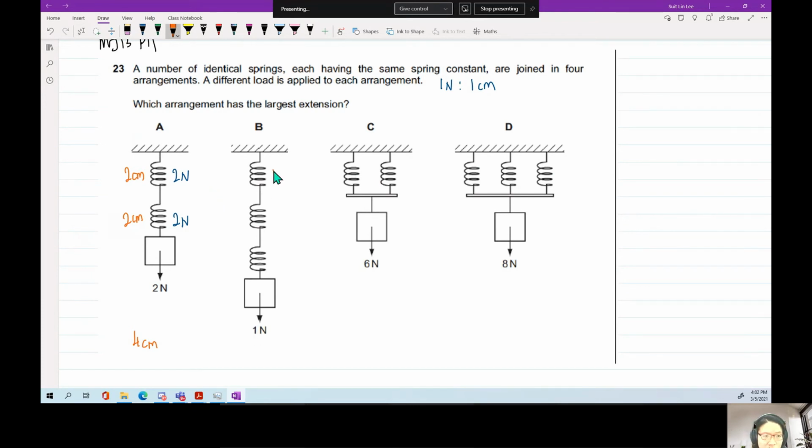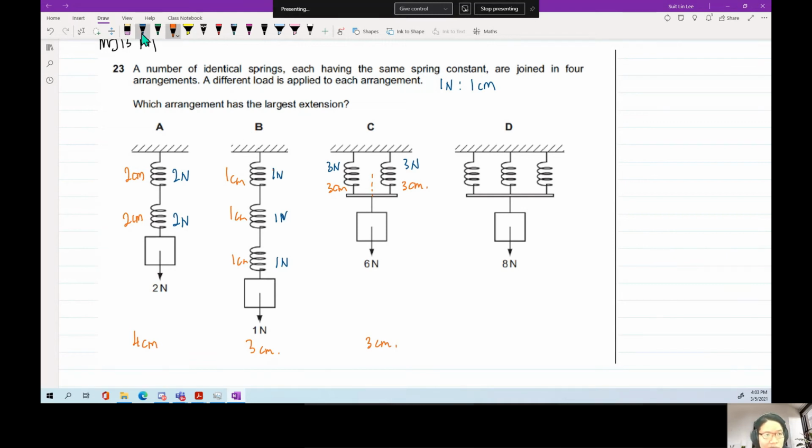1 Newton, 1 cm. 2 Newton, 2 cm. So total is 4. For B, we are all arranged in series, one on top of the other, so everybody is supporting 1 Newton. Meaning you get 1 cm here, 1 cm here, 1 cm here. So this is 3 cm. What about C? C is 6 Newton, but 6 Newton is shared equally because this is what we call springs in parallel. So you get 3 Newton, you get 3 Newton. Meaning your extension here would be 3 cm, and this will be 3 cm. So the extension here is 3 cm.